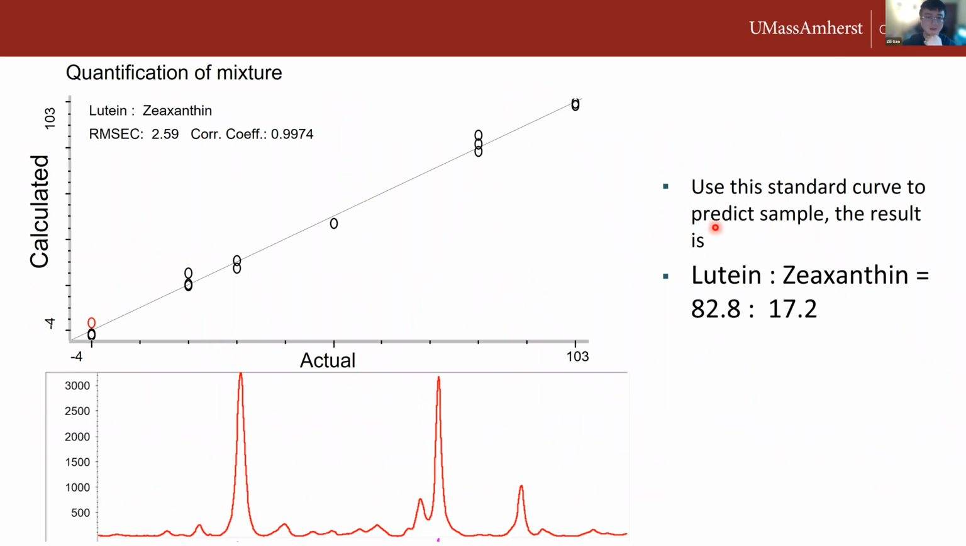Okay, sorry, the computer is slow. So we can make a standard curve like this. And using this standard curve, we can predict the composition of this sample, and the combination of these two compounds is 82% versus 17%.